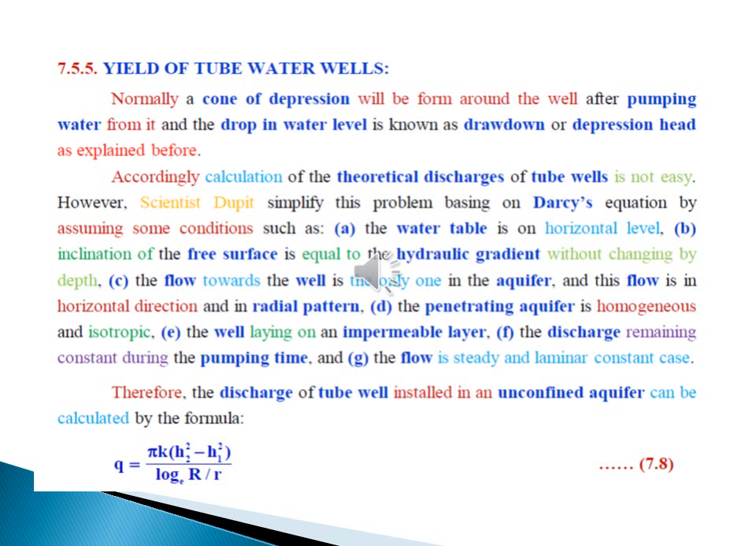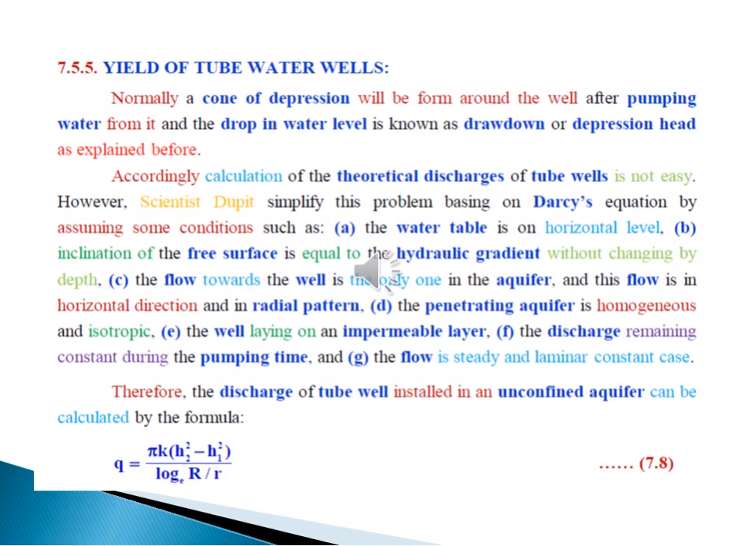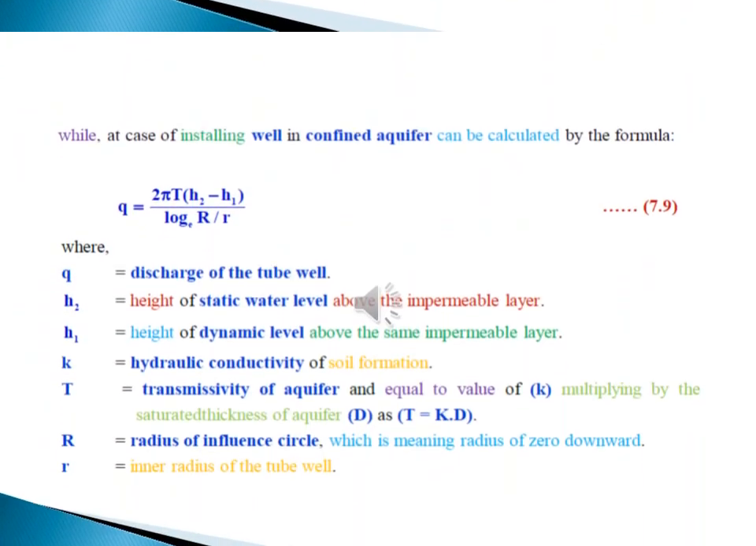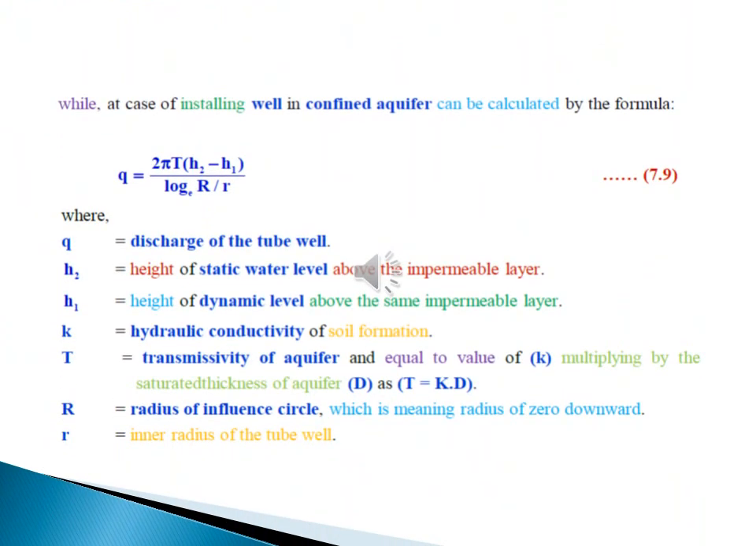However, scientists simplify this problem, basing on Darcy's equation, by assuming some conditions which are written in front of you, my dear. Therefore, the discharge of a tube well installed in an unconfined aquifer can be calculated by a formula as shown in the enclosed equation, while the case of installing a well in a confined aquifer can be calculated by a formula as shown in the enclosed equation, with the parameters of both equations as you see.